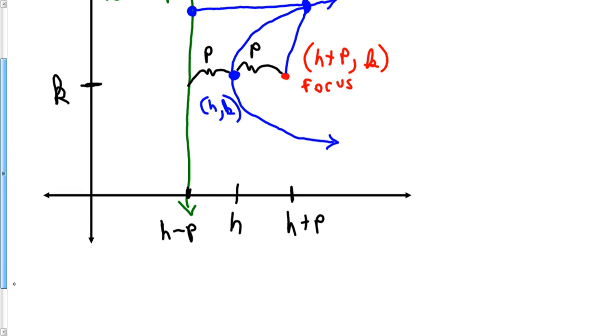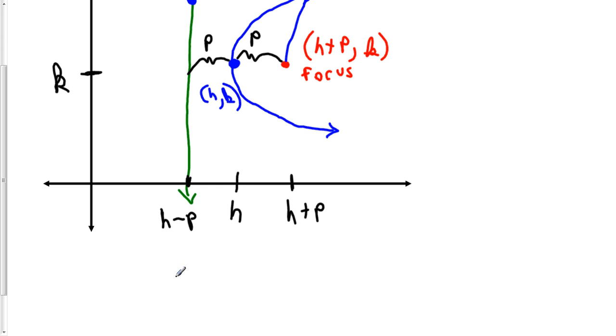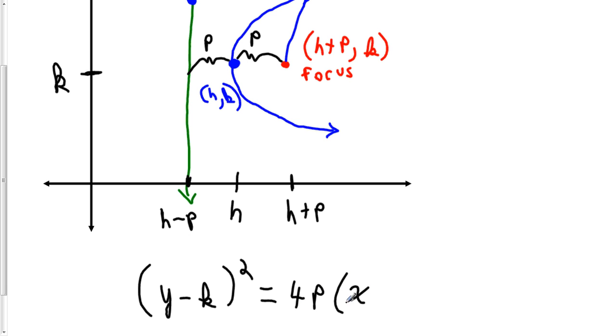Well, just like before, in this case, the equation is going to break down into y minus k, and let me do this in black, y minus k squared equal to 4p times x minus h squared. Nope, it's not squared, just x minus h. Just x minus h. So compare this to the one where the axis of symmetry was vertical.